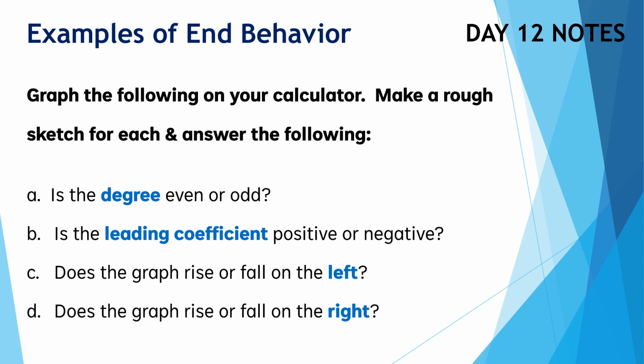And then our thought process to answer the questions is, look at the degree of the function. So look at that largest exponent and determine if it is even or odd. Okay, so we're going to take care of that first because they each have their own type of end behavior. Then we'll look at the leading coefficient. Is it positive or negative? Okay, once we get it graphed, we'll look to see, does it rise or fall on the left, or does it rise or fall on the right? And it could do the same on both sides or it can do opposites.